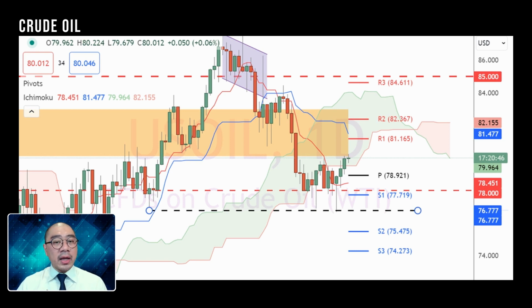Seems like it's a good recovery. Seems like it's a good bounce from 78. However, we're not ruling out any potential rejection at 80, and a rejection from 80 would see price fall back down towards 78, and if it closes below 78, that opens up the pathway towards $75 on XTI. Okay, so just keep that in mind for oil.